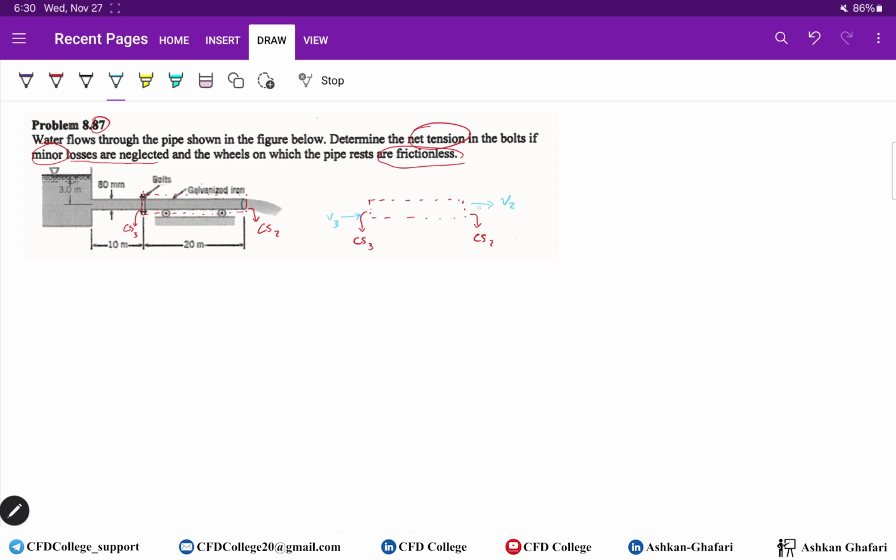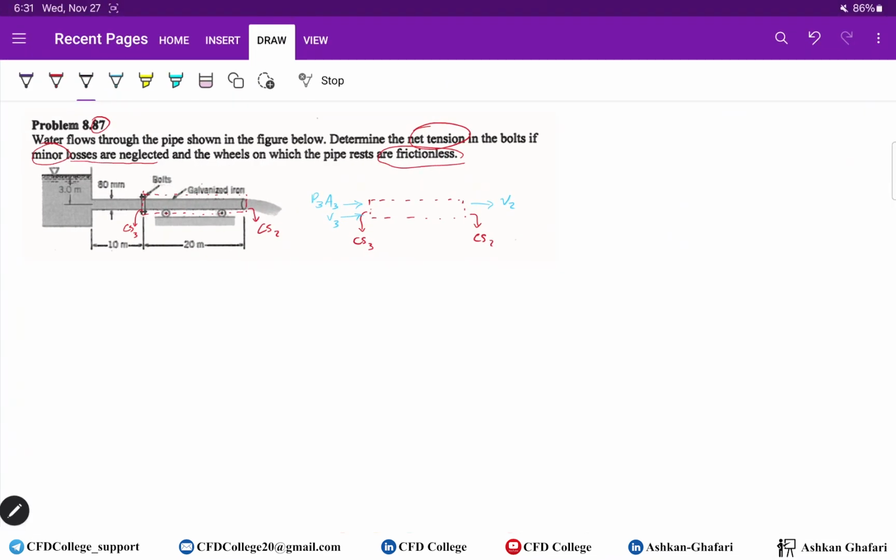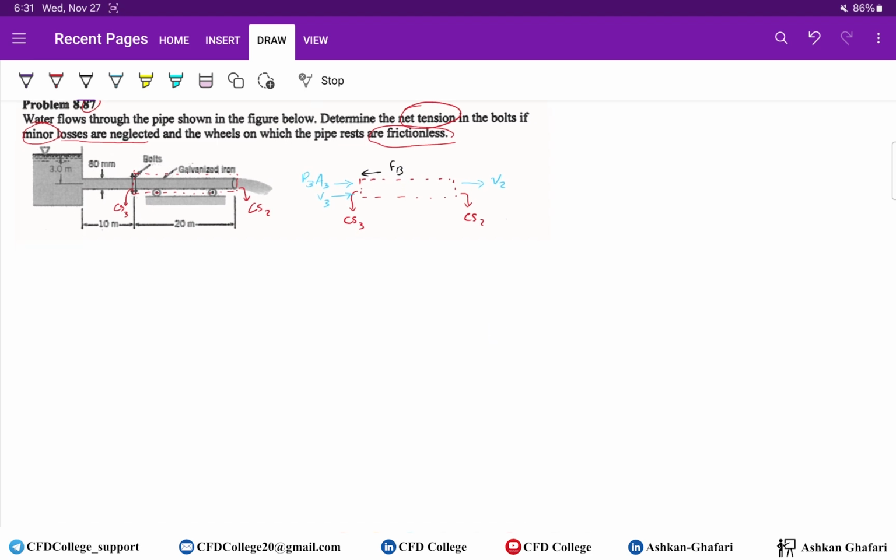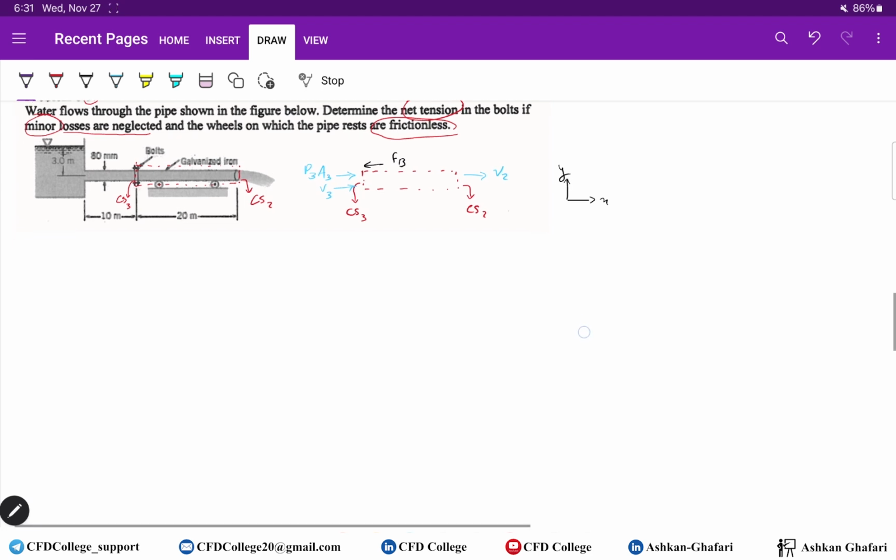And here we have atmosphere at the exit, but here we are at the middle of the pipe, so don't forget to consider the pressure force, P3A3, and the pressure force is always perpendicular to the control surface, towards the control volume. And we have this force that we want to find, FB. So this is the sketch of the control volume, the forces, and the velocity. The next step is to define x and y axis. And now we can solve it.